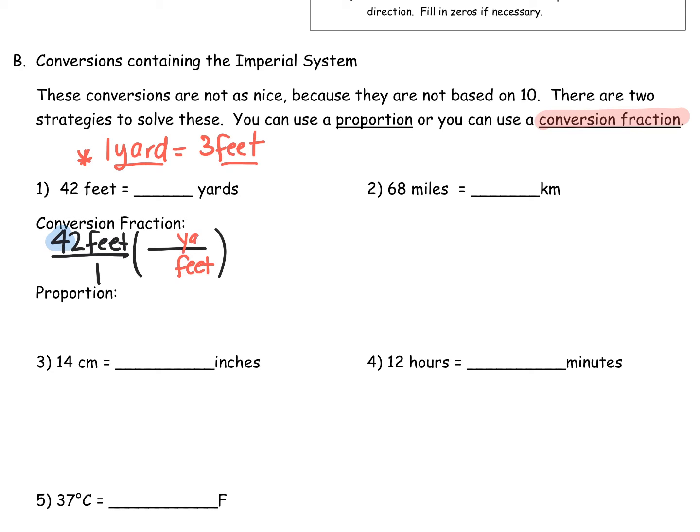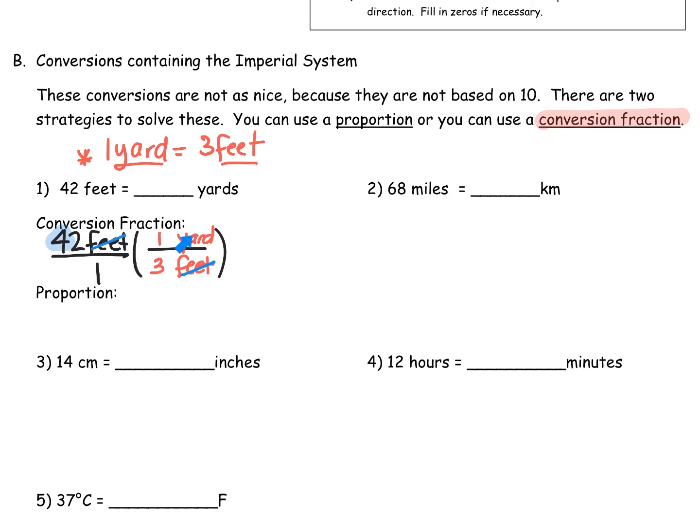So yards are going to go on top. Okay. Then I take the numbers that are in there. So I know that 1 yard is 3 feet. So I've got 1 yard is 3 feet. Now I'm going to just do the math. I see that my feet cancel away. I will be left with yards, which is what I wanted.